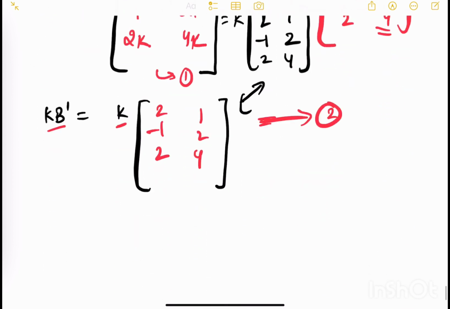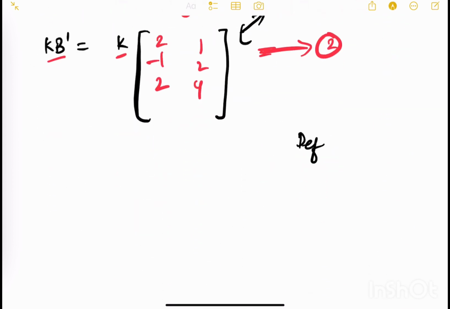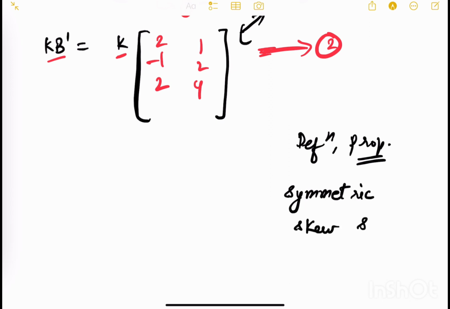Now we know the definition of a transpose and a few properties that might be helpful in our future lectures. So we will now focus on symmetric matrices and skew symmetric matrices as our next lecture.